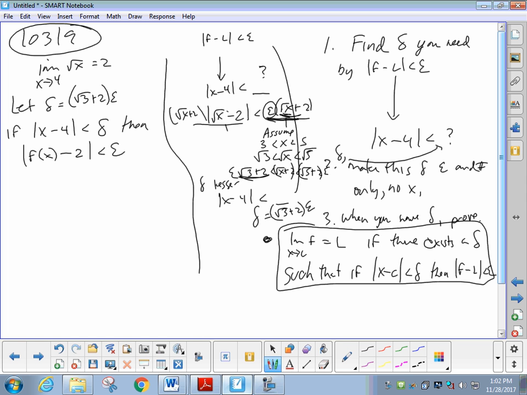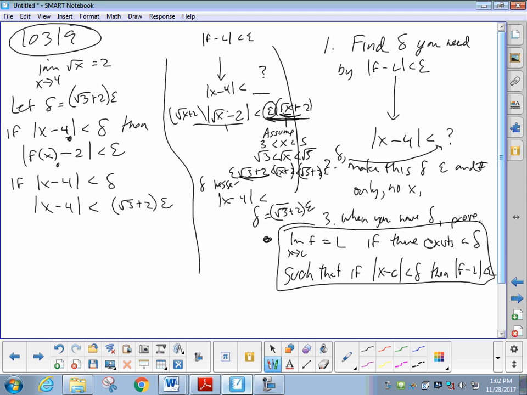Now, when you prove an if-then statement, you assume the antecedent or the hypothesis, and you show the conclusion follows. So I'm going to assume that if x minus 4 is less than delta is assumed, then it must first be the case that x minus 4 is less than root 3 plus 2 epsilon. Because I just said let delta equal root 3 plus 2 epsilon. You with me?